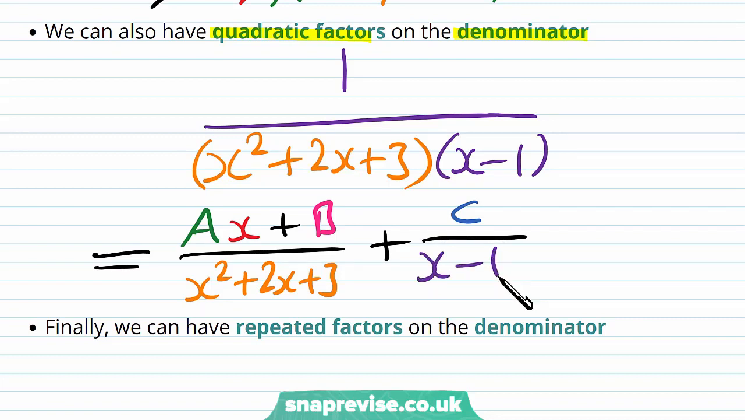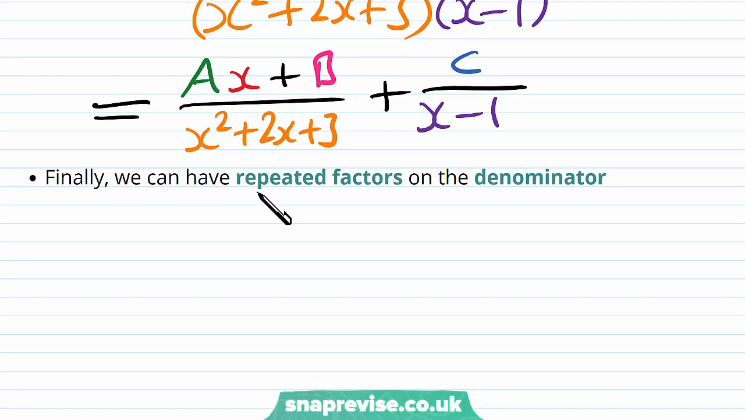Whenever we have a quadratic factor in the partial fraction decomposition, we guess the form of the numerator as ax plus b. Whenever we have a linear factor in the denominator, we then have a c on its own as our guess for the numerator of the partial fraction term.